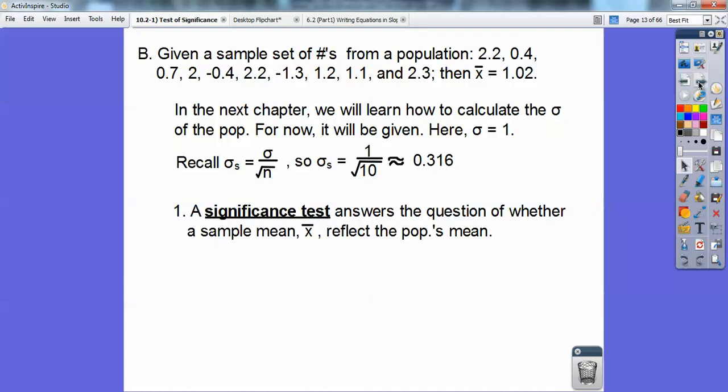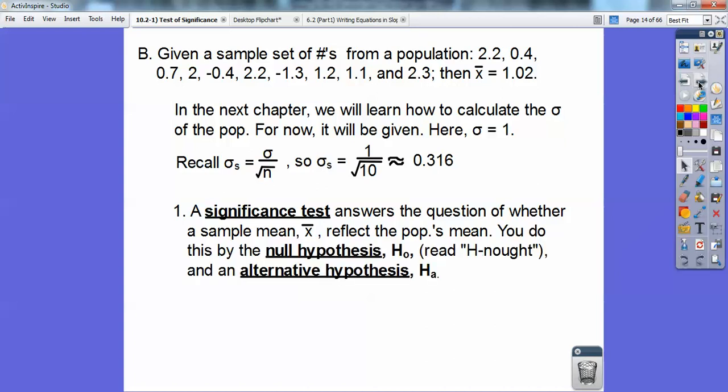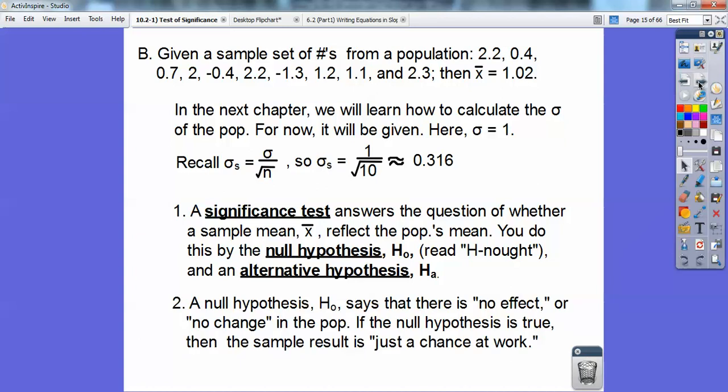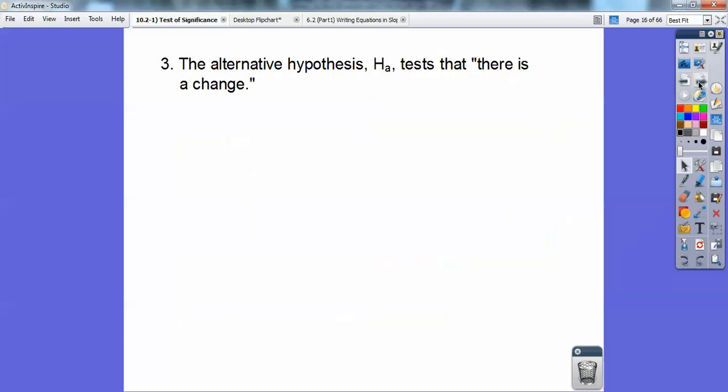So a significance test answers whether the sample mean reflects the population mean well enough. Okay, and you do this by what's called the null hypothesis, H sub 0, and the alternative hypothesis, H sub A. Okay, the null hypothesis says that there's no effect or no change, so it's always equal to whatever your population mu is. Okay, so if the null hypothesis is true, then the sample result is a good sample. It's just the sample at work. So, okay, the alternative hypothesis says that there is change. So we're going to do some testing.